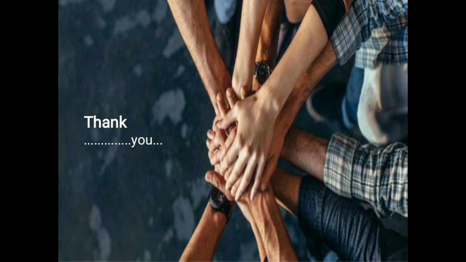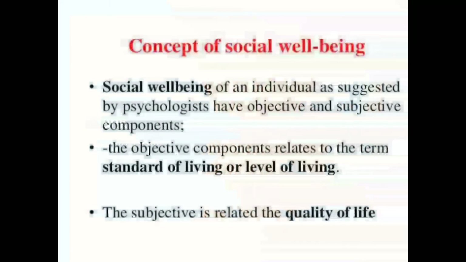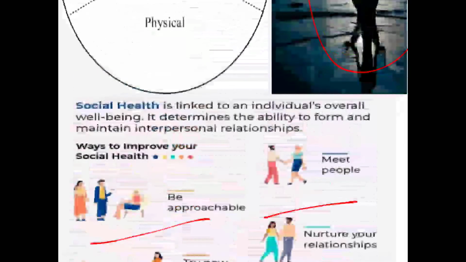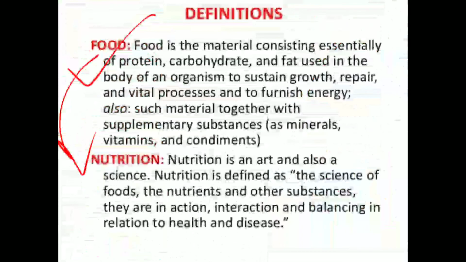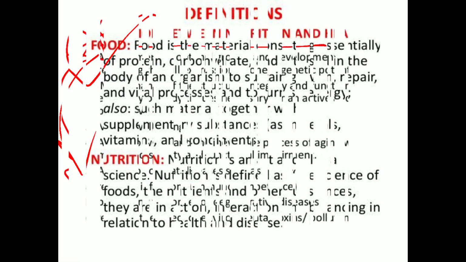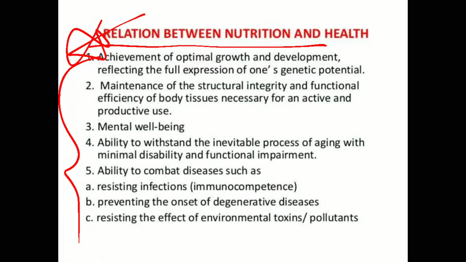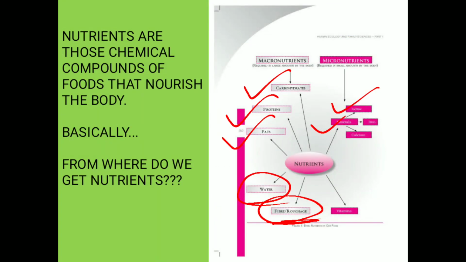For today, these are the important things that we already discussed: the concept of social well-being, the concept of mental health, the dimensions of health, what foods are, the basic concept of nutrition, what nutrients are, and the interrelationship between health, nutrition, foods, etc. All these are very, very important.